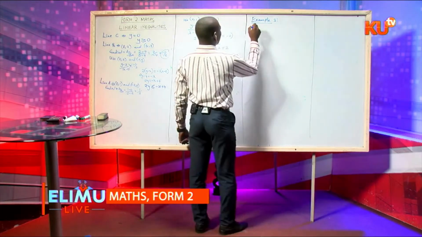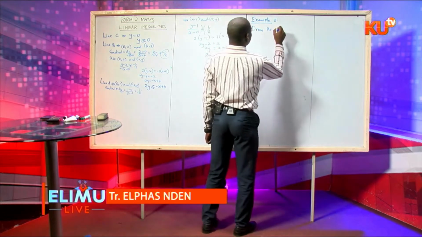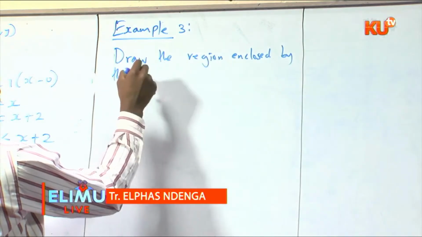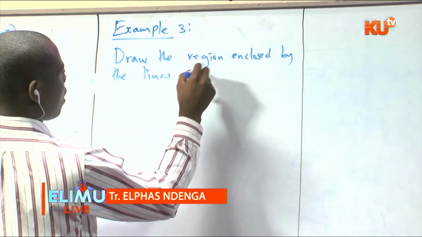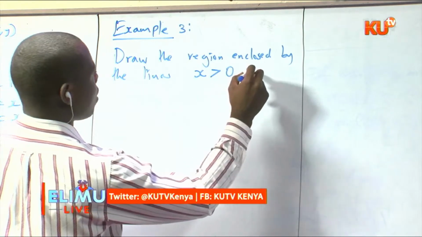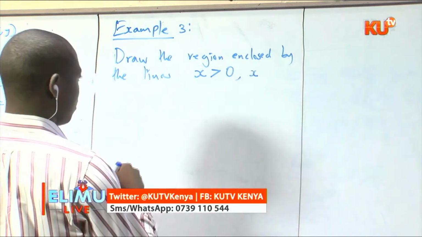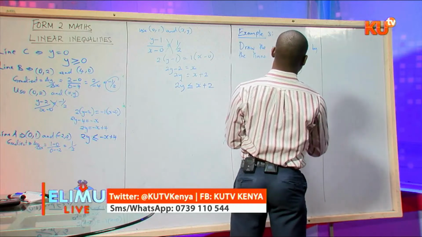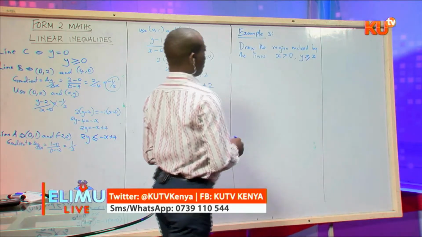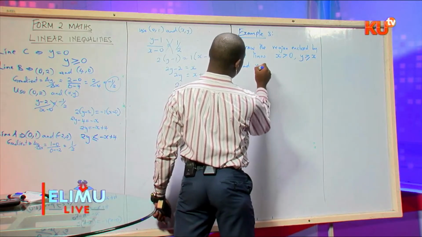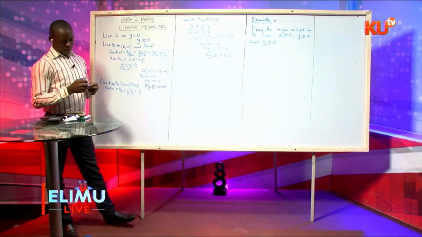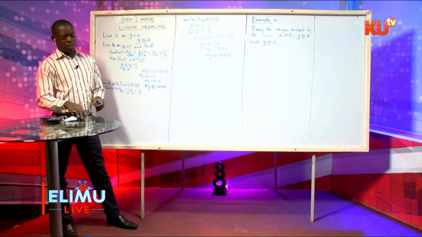Number 3, you're told to draw the region enclosed by the lines x greater than 0, and then y greater than or equal to x, and y greater than or equal to 0. So we need to draw the region that is enclosed by those three.